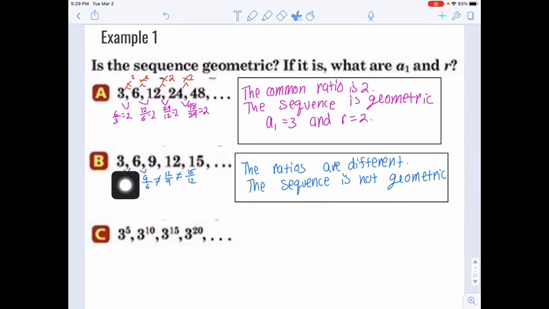For part B, we have 6 divided by 3 does not equal 9 divided by 6. It also doesn't equal 12 divided by 9, and it also doesn't equal 15 divided by 12. Since the ratios are different, the sequence is not geometric.